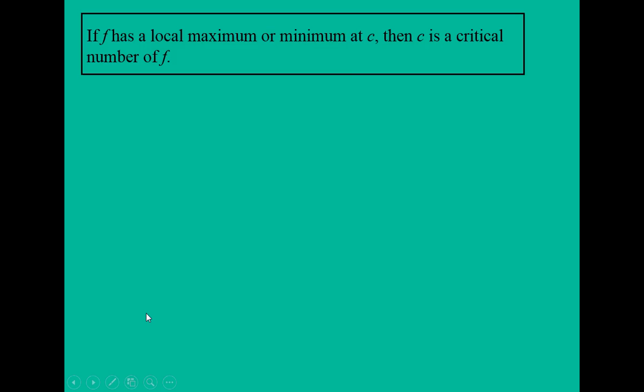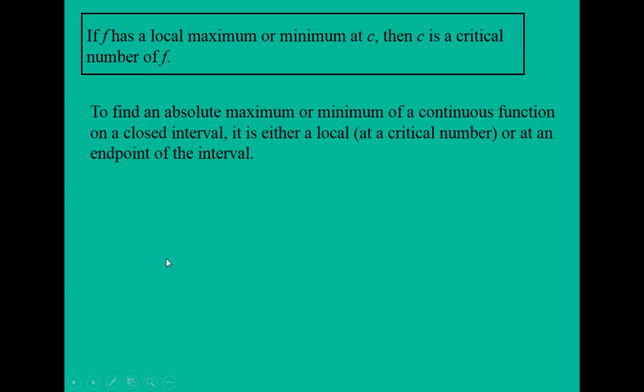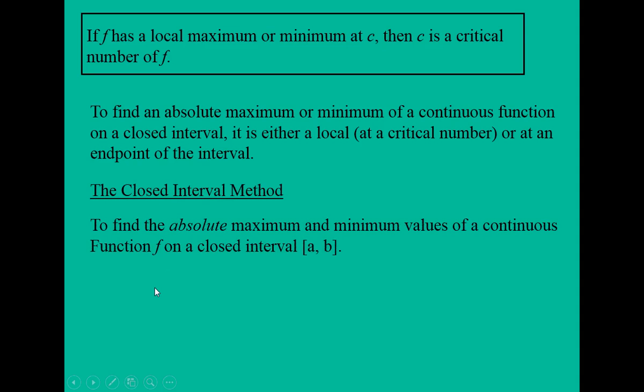If f has a local maximum or minimum at c, then c is a critical number of f. To find an absolute maximum or minimum value of a continuous function on a closed interval, it is either at a critical number or at an endpoint of the interval. So it's going to be at a local maximum or a local minimum or at the endpoint of an interval. That's how we're going to find our absolute maximums and absolute minimums.